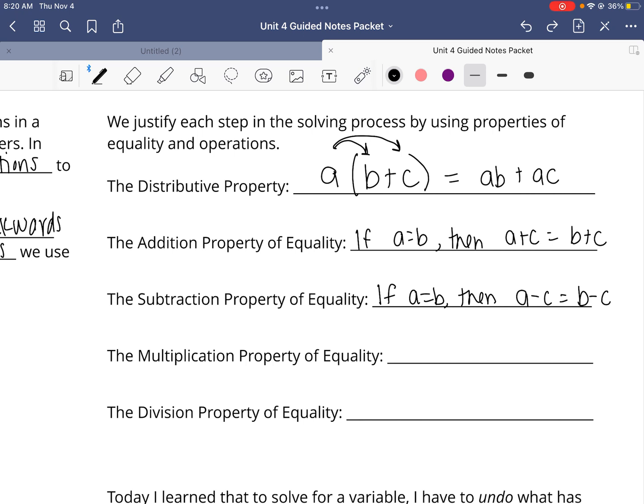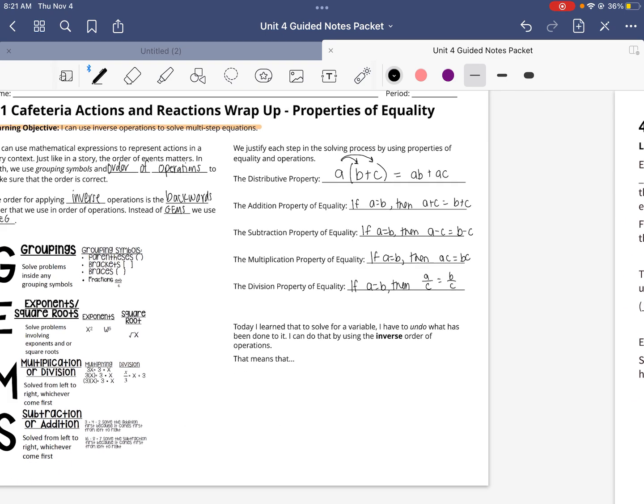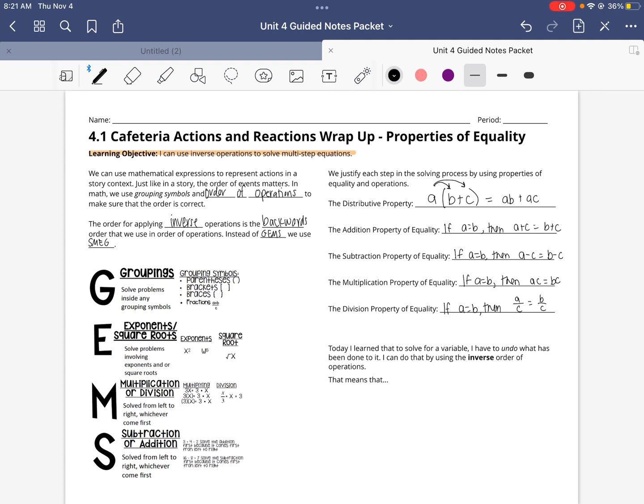The multiplication property says if A equals B, then A times C equals B times C. So again, that's saying if you have two things that are equal, you can multiply them by the same number and they will still be equal. The division property of equality says if A equals B, then A divided by C equals B divided by C. So same thing, if you have two numbers that start equal and you divide them by the same thing, they will remain equal. So that's just a formal way that we write out these different properties.